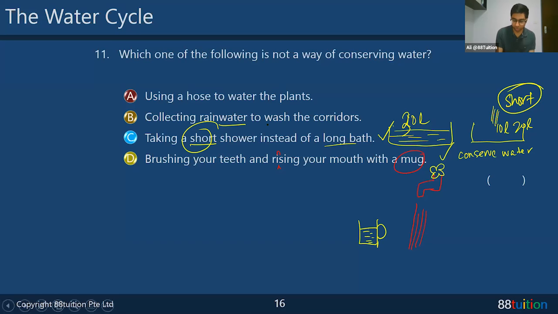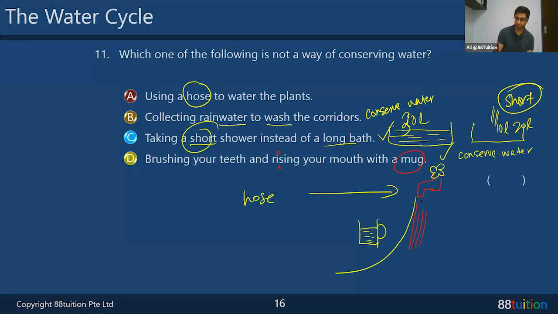So you can use it to wash corridors, wash cars if possible. Try and do that. You do conserve water. So finally, only A is left. Then you use a hose, because a hose is similar to the tap. You open the tap, you fix a hose, and you let the water run. Same thing, right? So anything that you let the water run, you are wasting water.